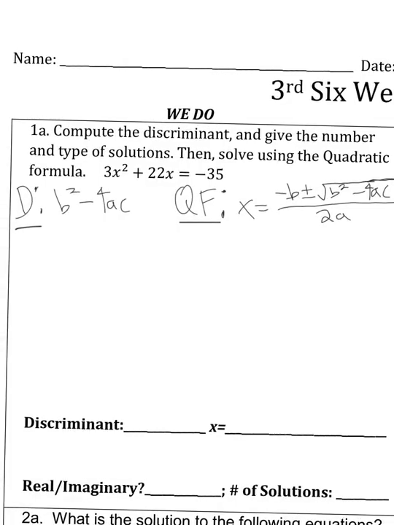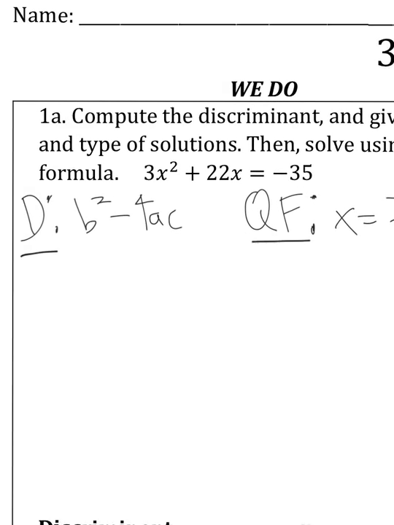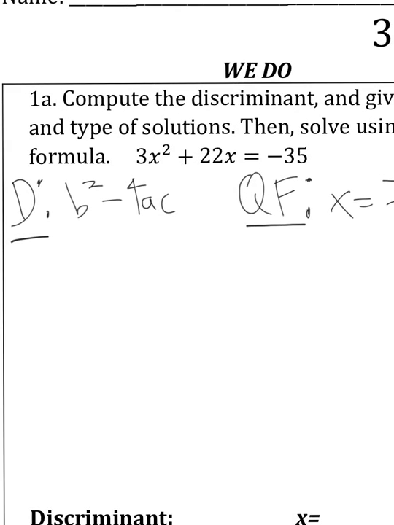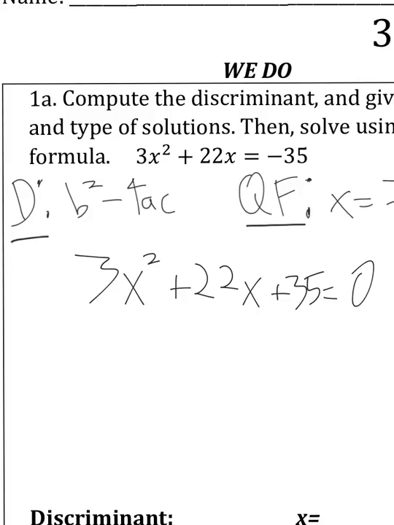Before you can do anything, get everything on one side. So I need to add that 35 over to the other side. I'm going to start off by writing 3x squared plus 22x plus 35 equals 0. That leaves me with an a of 3, a b of 22, and a c of 35.